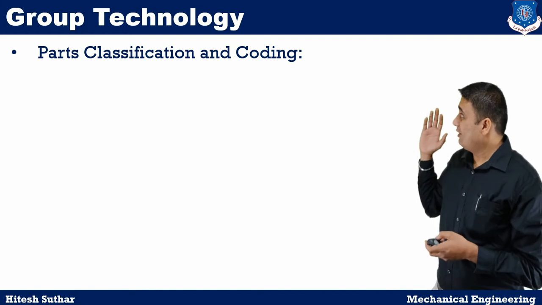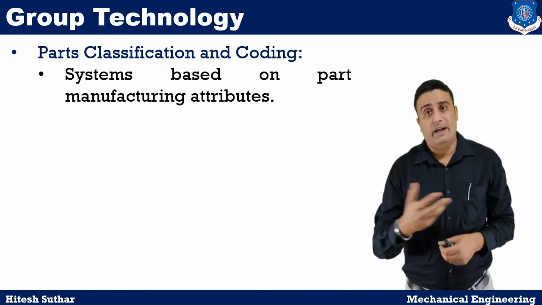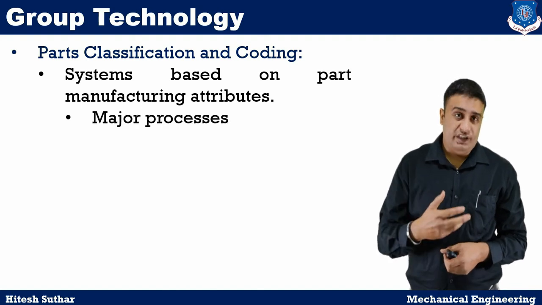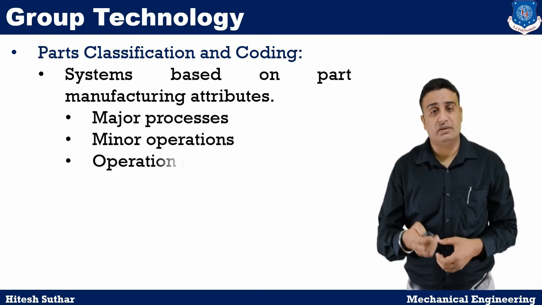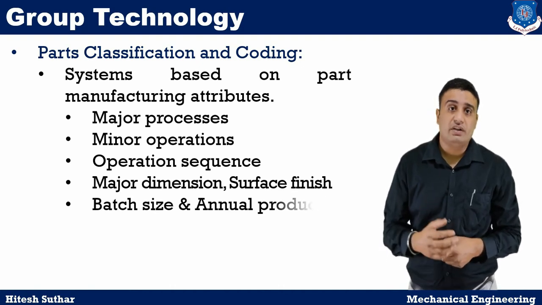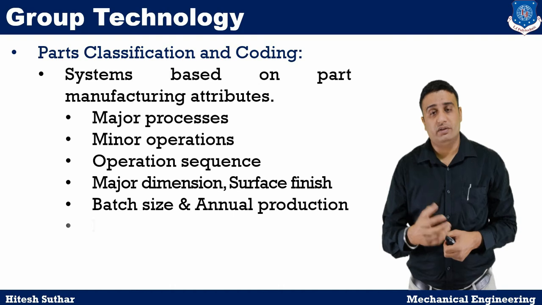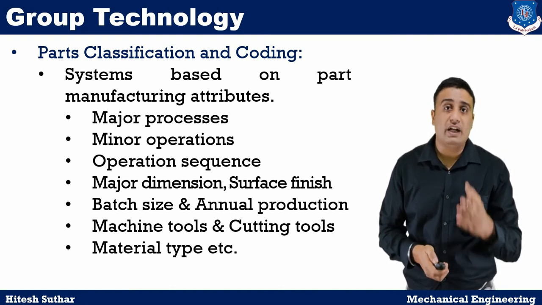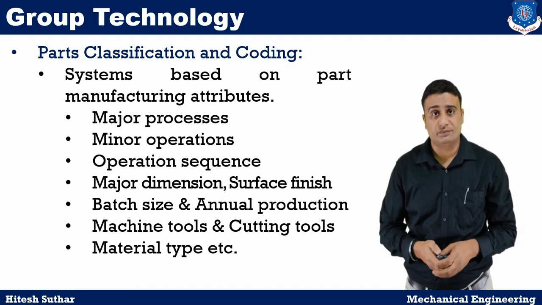Now let's discuss the system based on part manufacturing attributes. Which parameters will we cover here? Major processes, minor operations, operation sequence, major dimension, surface finish, batch size and annual production, machine tools and cutting tools, material type, etc. These are all based on manufacturing attributes.